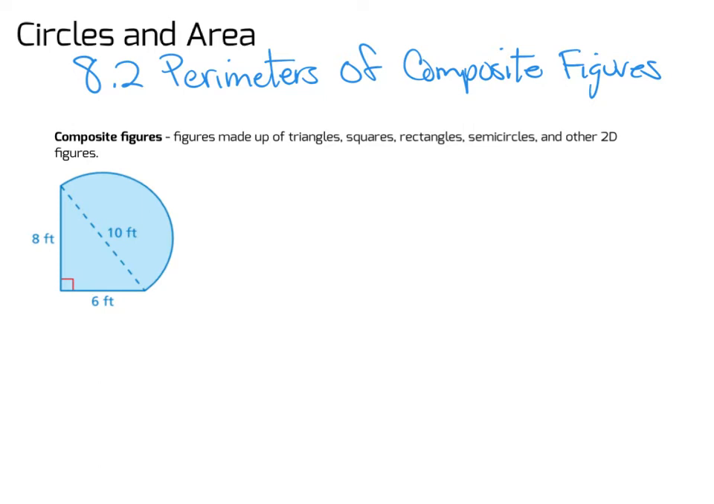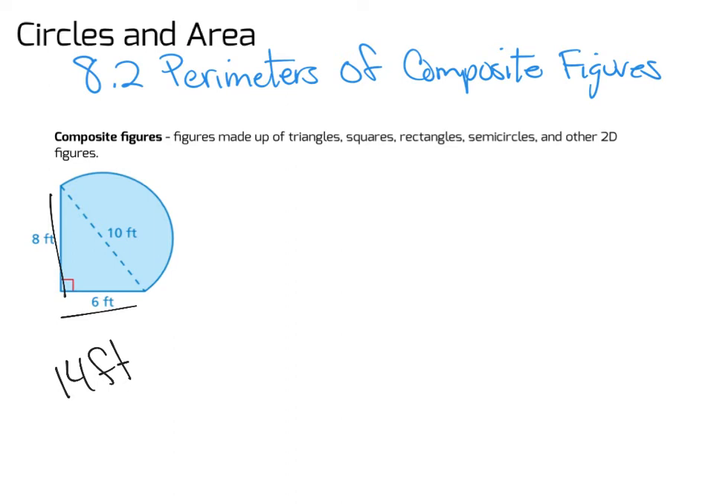Okay, the first thing that I see is that I have a side of 8 feet and 6 feet, and I know the perimeter is the distance around a shape. So I am going to just add 8 and 6 together and get 14 feet. Okay, that's simple enough. Now let's talk about the semicircle.